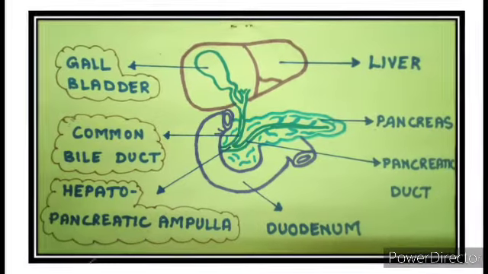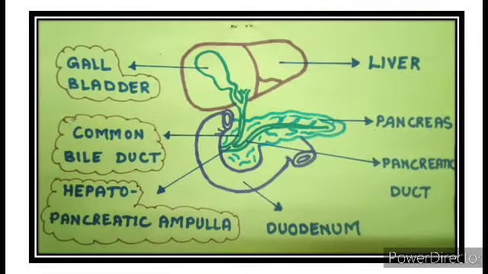So, the common bile duct and pancreatic duct open together into the duodenum as the common hepatopancreatic duct, which is guarded by a sphincter called the sphincter of Oddi. There it empties the bile juice into the duodenum.